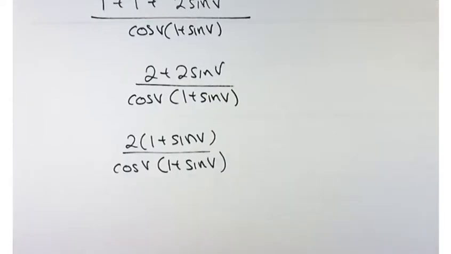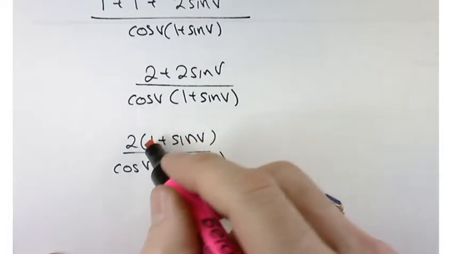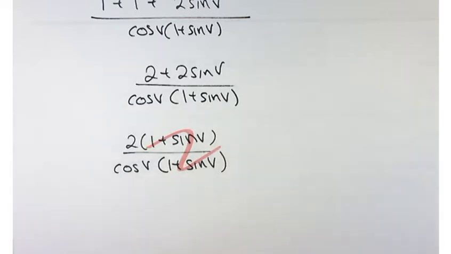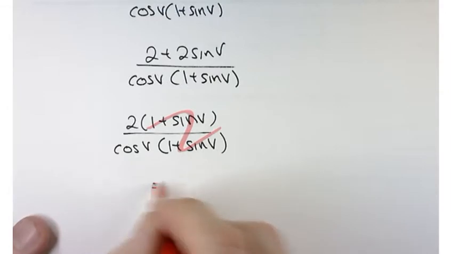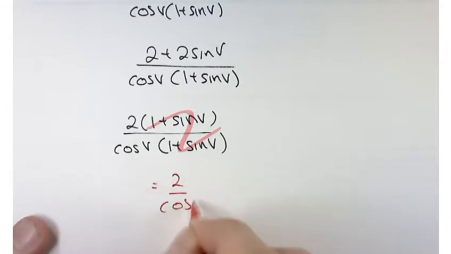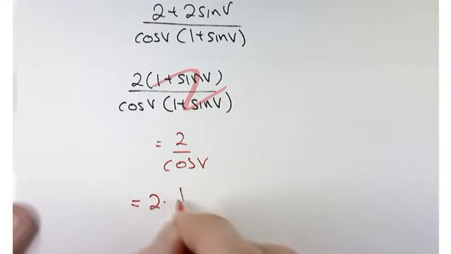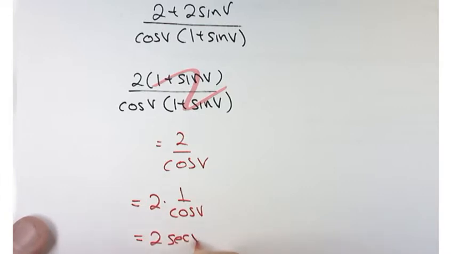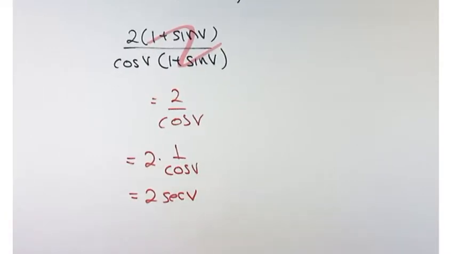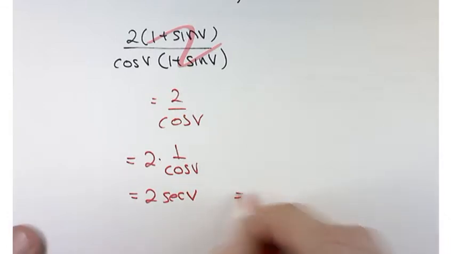I'm hoping that the last step is pretty obvious. Pull out your favorite Zorro pen, give it a little ole. You cancel that out. You're left with 2 over cosine of v, which is 2 times 1 over cosine of v, or better yet, 2 secant of v. And that's the right-hand side.